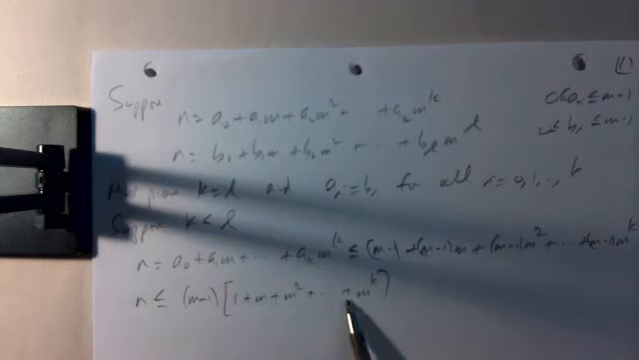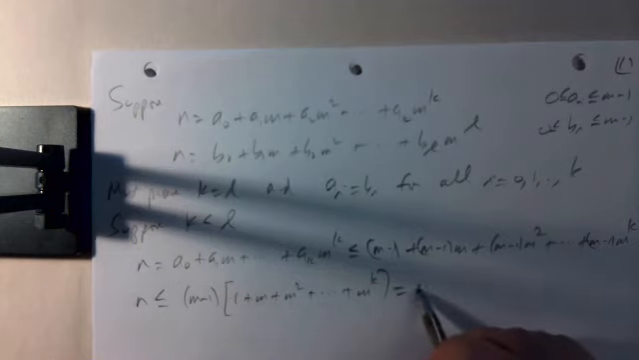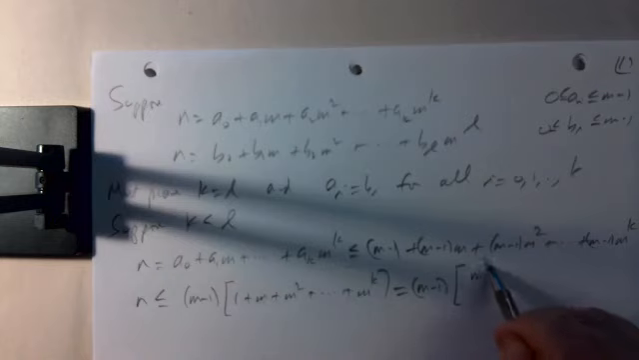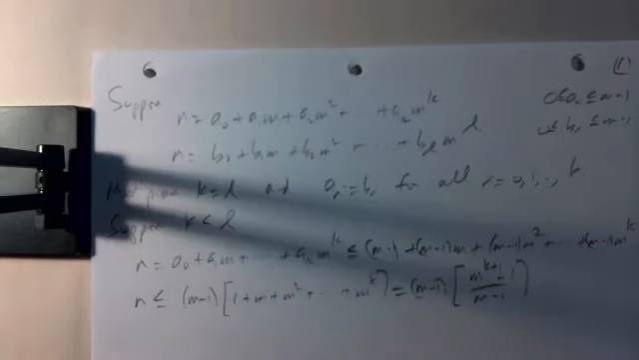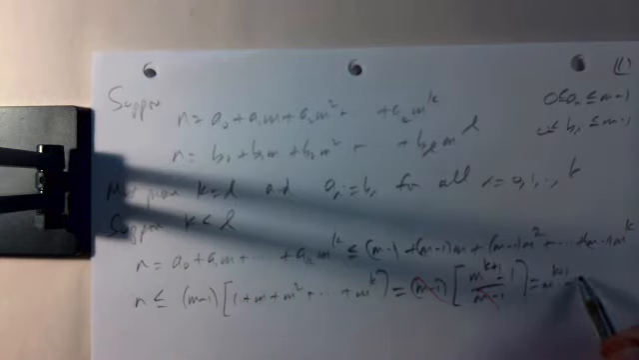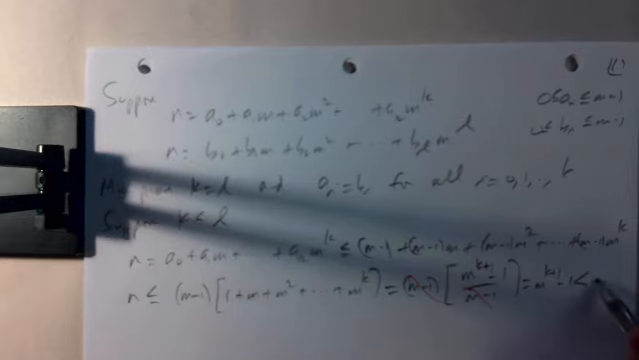This is a finite geometric progression. In calculus, you learned that the sum of this progression is M to the K plus 1 minus 1 over M minus 1. The M minus 1s cancel. This is M to the K plus 1 minus 1. That's strictly less than M to the K plus 1.